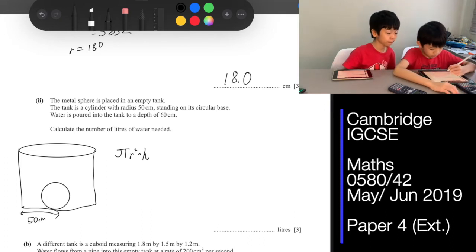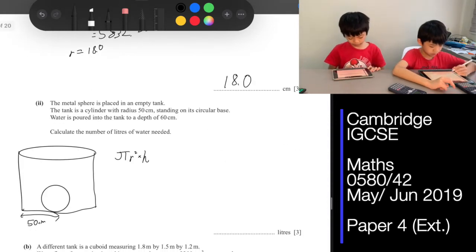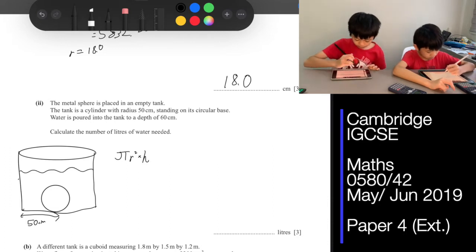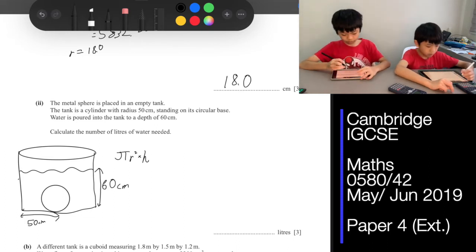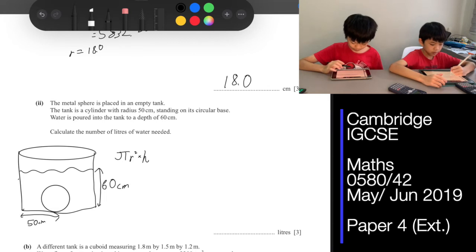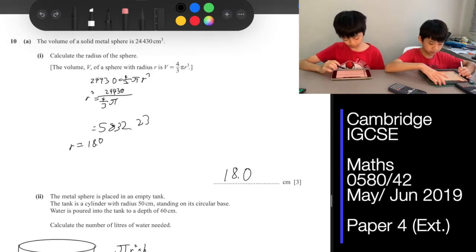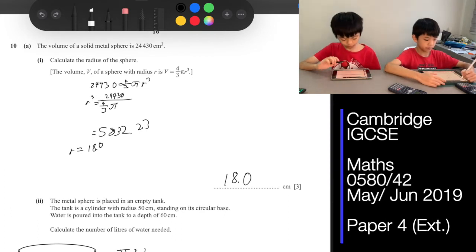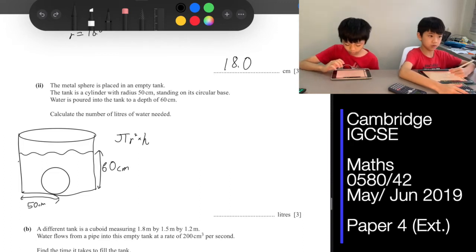Okay, then the water is filled to a depth of 60 centimeters. We need to calculate the number of liters of water needed. So first we calculate the volume of the water minus the volume of this sphere. That would give the actual volume of the water. So we know the volume of the sphere already, as mentioned in the previous question. So all we need to do is calculate the water without the ball.